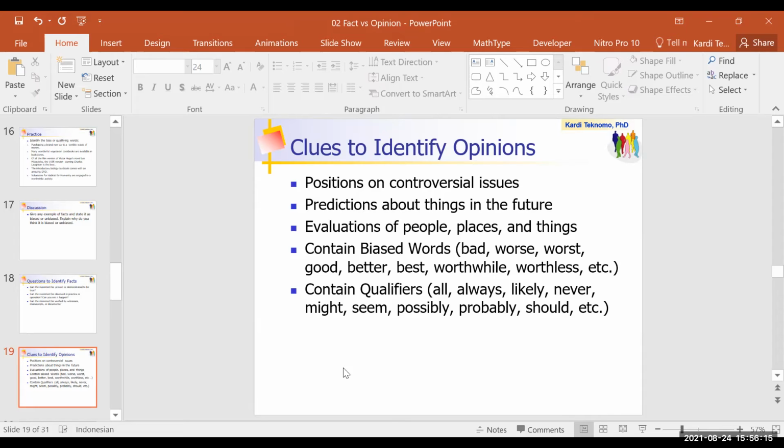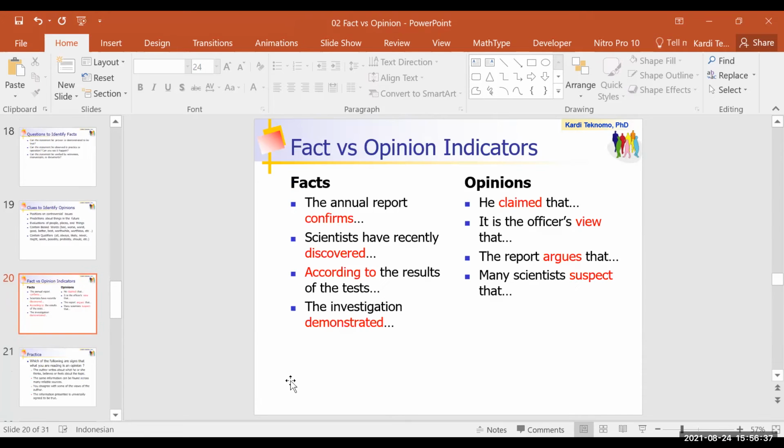And next is to contain some qualifier. Okay? All, always, likely, okay? Never, possibly, probably. So these are not always, but the kind of qualifier that is probably fact. This is probably opinion. Okay? These are the clues. We call this indicator, okay, fact and opinion indicator.